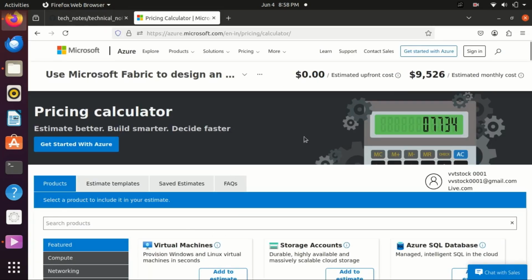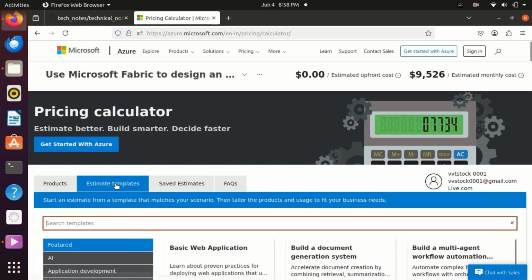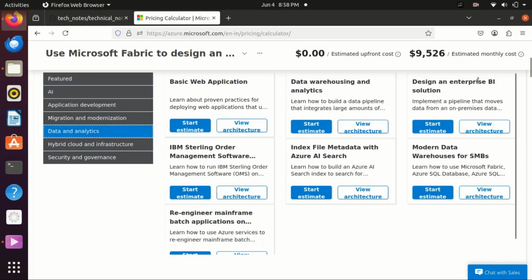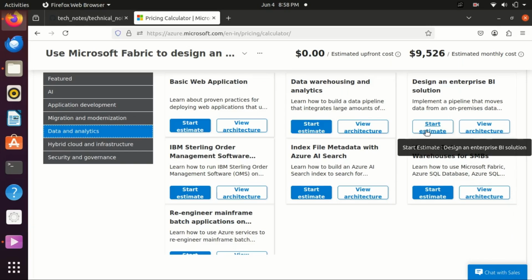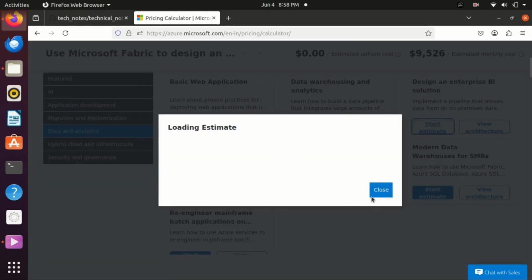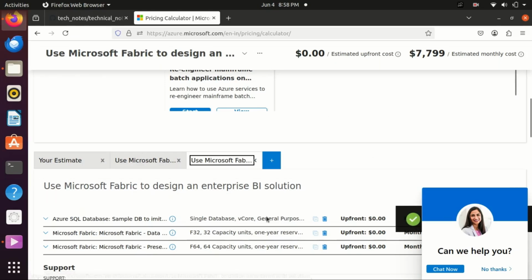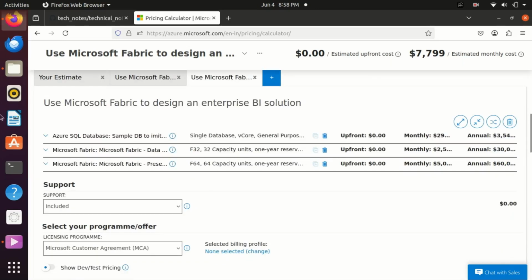Now let's see how we can estimate Microsoft Fabric cost using the Azure Pricing Calculator. Go to the Azure Pricing Calculator and select an estimate template. For this example, we will select Design an Enterprise BI Solution, which is under Data and Analytics. Once the template opens, you may notice that multiple services are already added. For example, Azure SQL database may appear in the estimate.